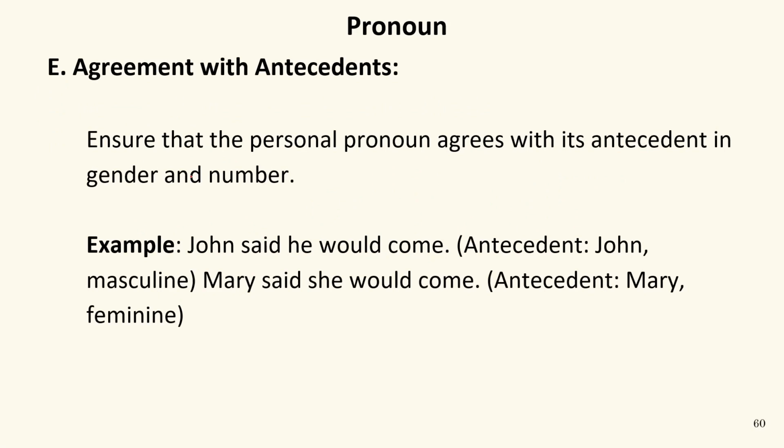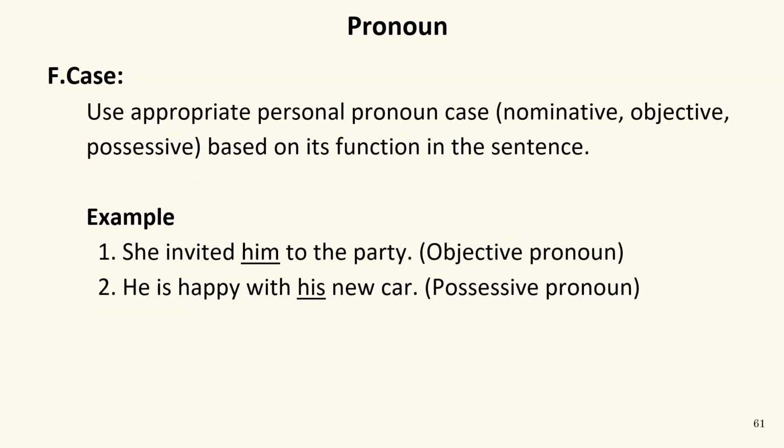Now agreement with the antecedents. Antecedent is actually the subject that precedes the pronoun in the sentence. Ensure that the personal pronoun agrees with its antecedent in gender and number. For example, John said he would come. Antecedent John is masculine. Now Mary said she would come. So for John we are using he, and for Mary we are using she. Agreement must be there with the antecedents.